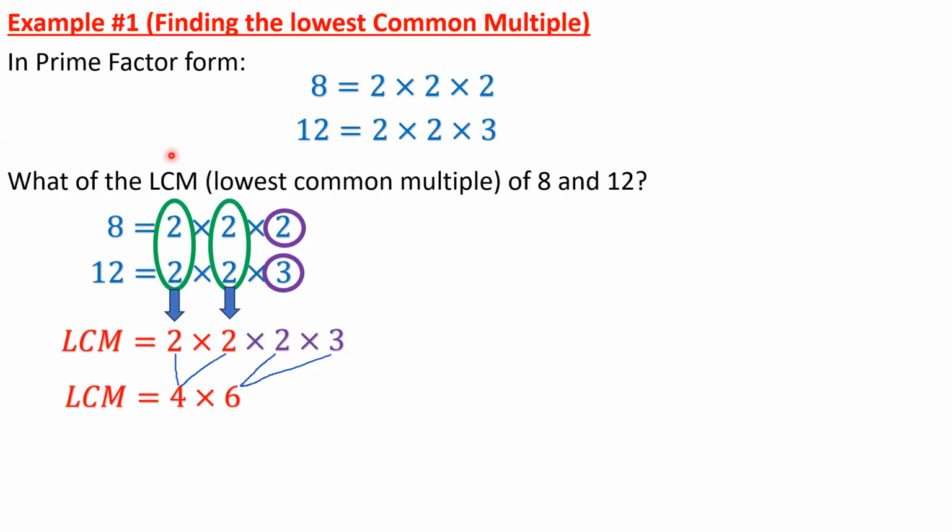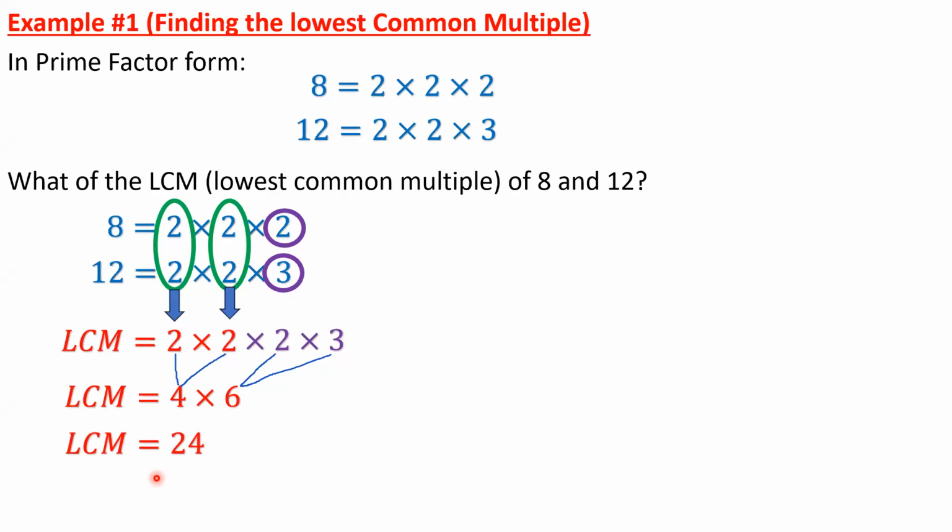There's not only one person in this class. What is 4 times 6? 24. 24, very good. So we say 4 times 6, and that gives us 24. So that means that the lowest common multiple of 8 and 12 is going to be 24. And that's how we get it.